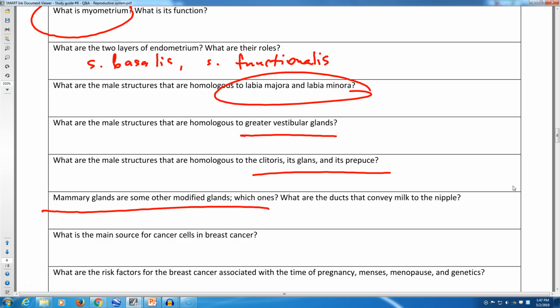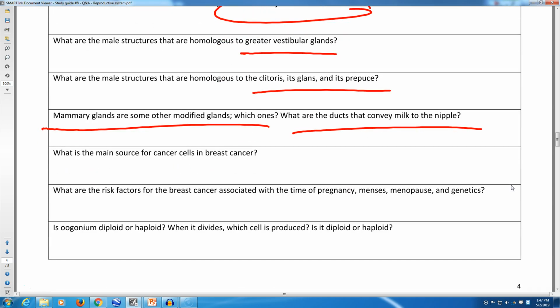Mammary glands are modified sweat glands. Lactiferous ducts convey milk to the nipple. Main source of cancer cells: epithelium of the ducts. Risk factors: early menses, late menopause, late or no pregnancies, no breastfeeding, genetics.